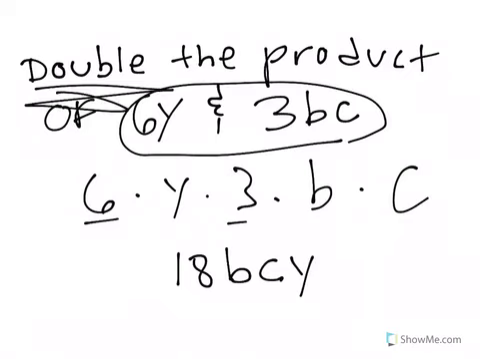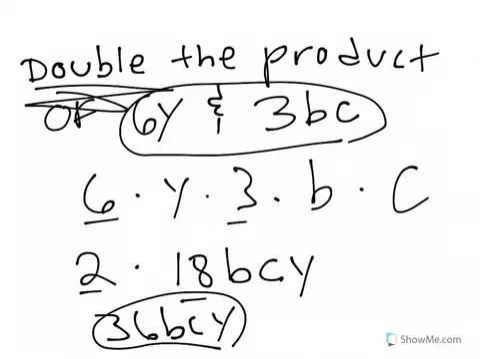Now, we have to double it. If you know what doubling means, you know it means to multiply by 2. Oh, can't use that symbol. Got to use another one, right? So we're going to do 2 times 18. We're going to get 36bcy.